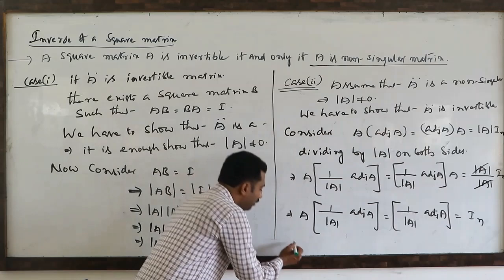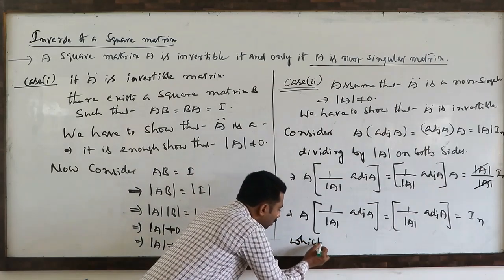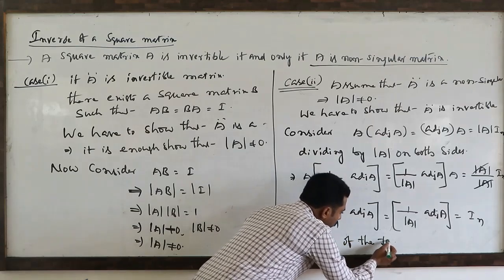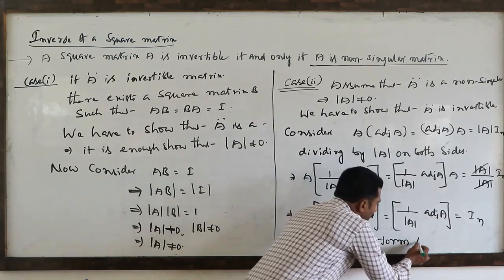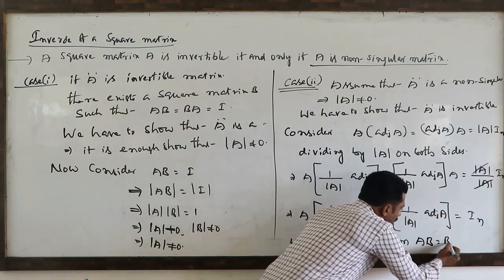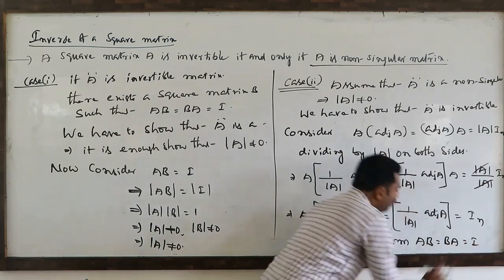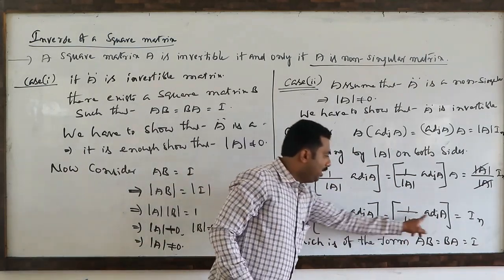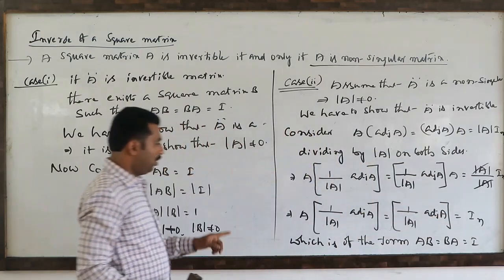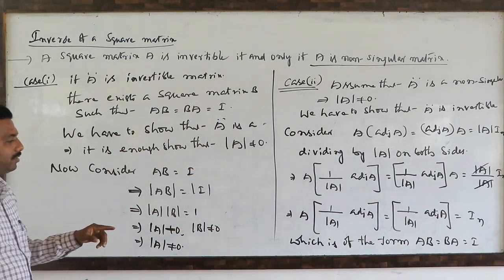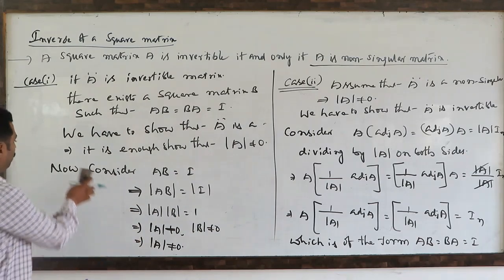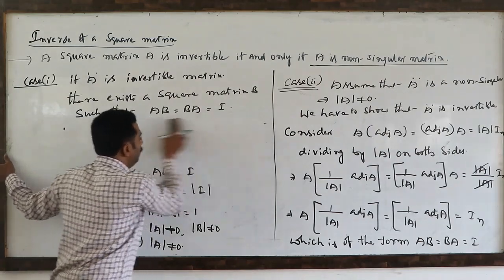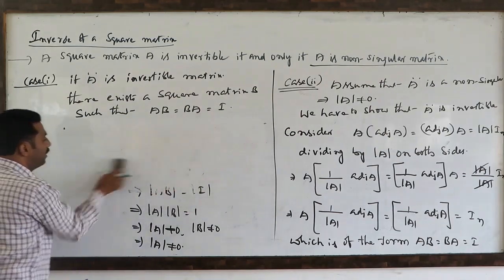Just compare, which is of the form AB equal to BA equal to identity matrix. AB equal to BA equal to identity matrix means B is the inverse of A. Therefore, A is invertible.